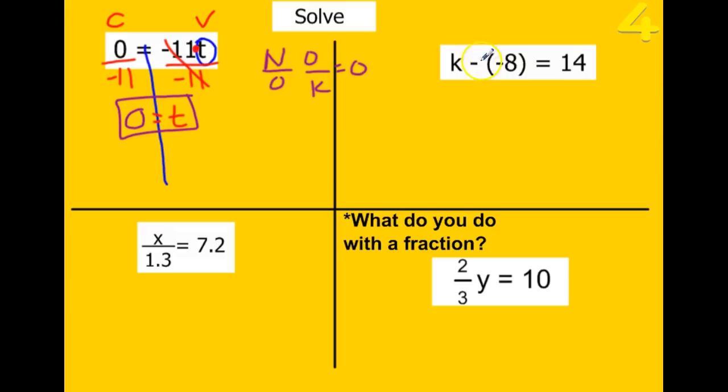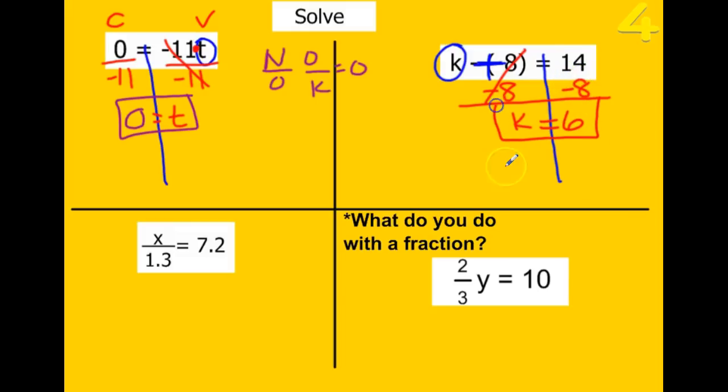Alright, before I look at this next one, we have two negatives next to each other. We know that the opposite of a negative here would make a positive. So I'm going to draw my line. We want k all by itself. The opposite of adding 8 would be subtracting 8. So those are eliminated. We have k. And then 14 take away 8, subtract 13, 12, 11, 10, 9, 8, 7, 6. And there's more positive, so it stays positive.